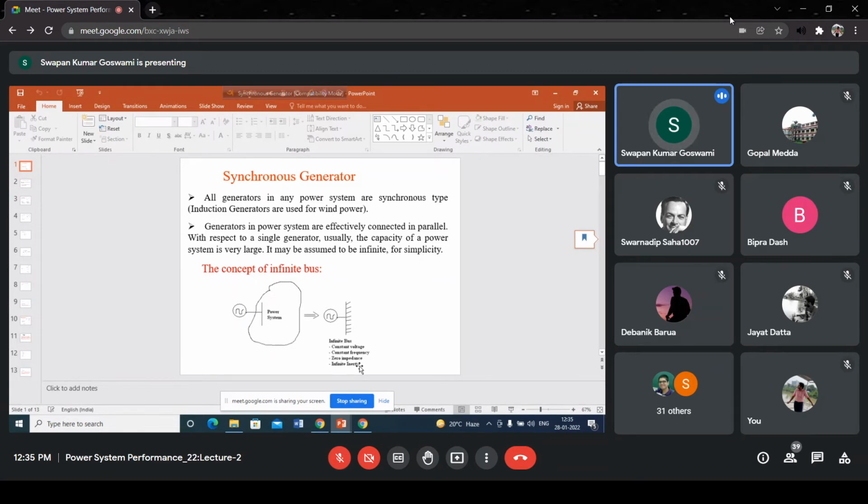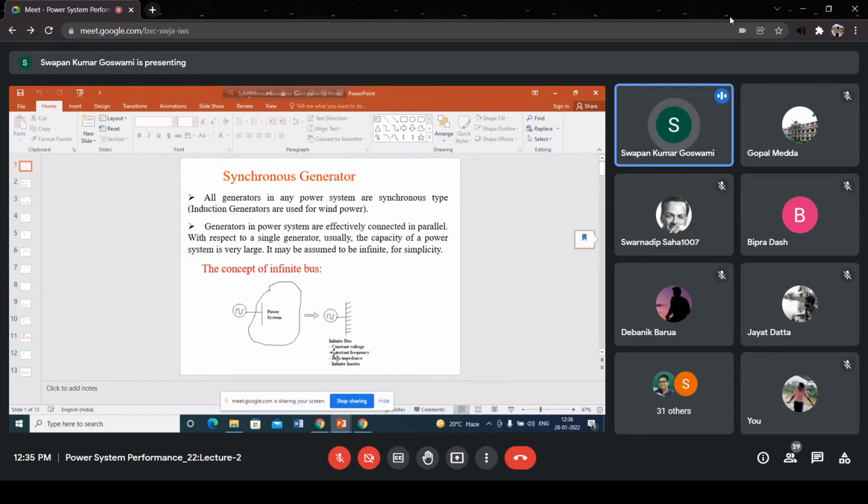Do you understand that the infinite bus has constant voltage and constant frequency? Constant voltage implies that impedance will be zero. That's why it is shown to be zero impedance. Constant frequency implies that its inertia will be very large. That's why we are assuming that to be infinite inertia. So these are the four properties of the infinite bus.